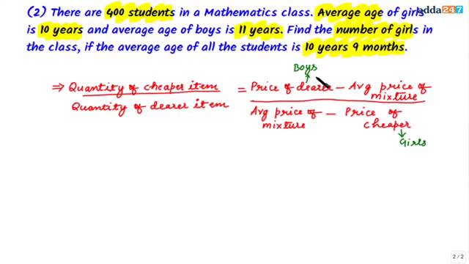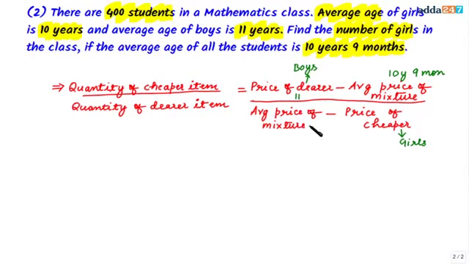And the price of the dearer item, that is boys, will be the average age of the boys, that is 11 years. So this will be 11. Average price of mixture means average age of the group. So that is given to be 10 years and 9 months. So this is 10 years and 9 months.